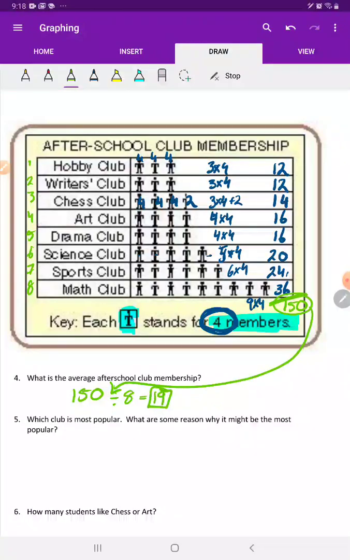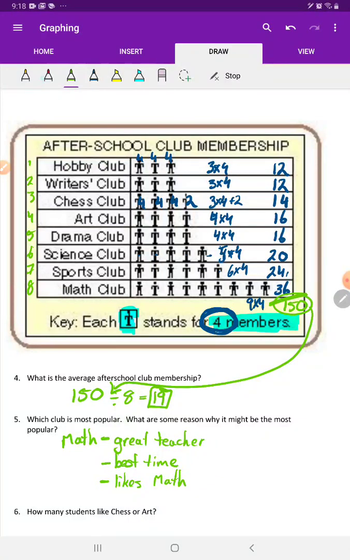Okay. And then which club is the most popular? That's obviously math. What are some reasons why math might be the most popular? Well, that's hard to tell, but maybe they have a great teacher. That's possible. Okay. Maybe it's at the best time. In other words, maybe Monday is when everyone has time. Who knows when it is? So maybe it's got the best time. Maybe everyone just really likes math. That's possible, right? Okay. All right.